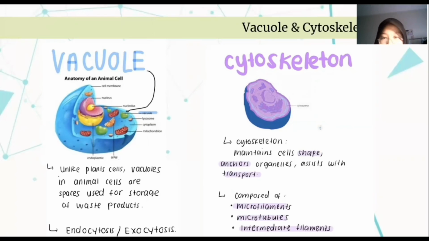Next, the cytoskeleton maintains cell shape, anchors organelles, and assists with transport. Cytoskeletons are composed of three things: microfilaments, microtubules, and intermediate filaments. Microfilaments assist with cell movement and are made out of a protein called actin. Actin works with another protein called myosin to produce muscle movements, whereas microtubules are cylindrical tubules made of protein subunits, and intermediate filaments are used to provide tensile strength.